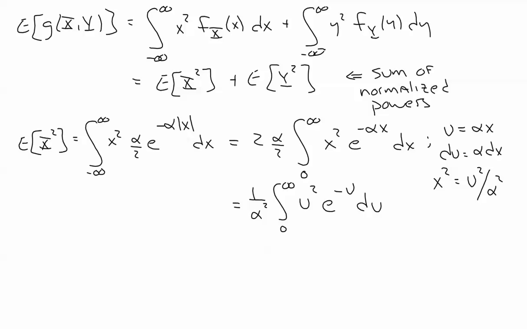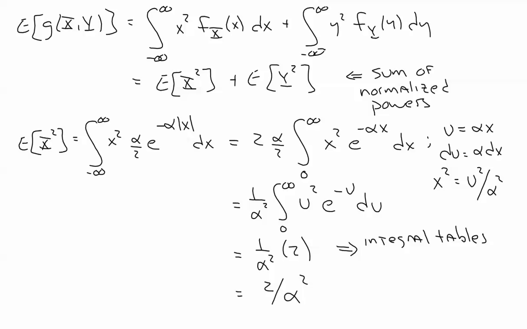And that integral I couldn't do by hand. I looked it up in one of my integral tables, and I got that. That integral, the integral from 0 to infinity of u squared e to the minus u du, happened to be a definite integral that was available in the back of one of my calculus books. All right, that's that.